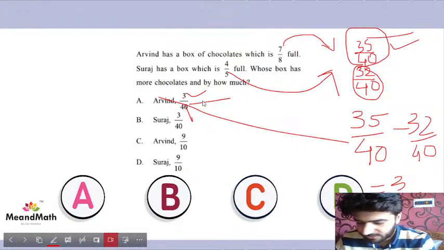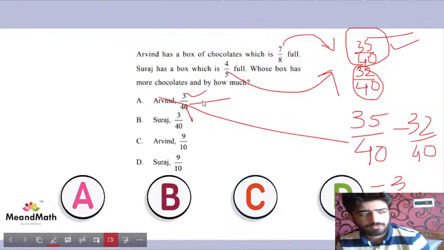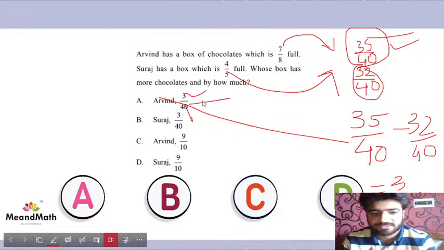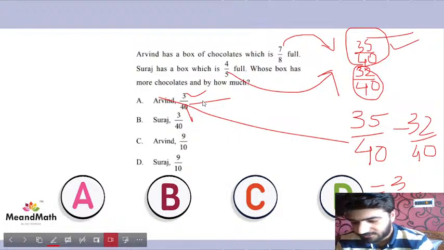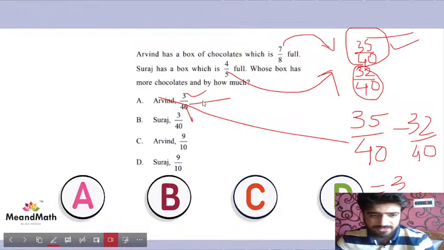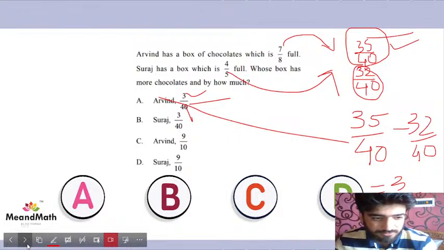Whoever got it correct, and whoever tried to understand even though they couldn't understand fully, if you understand parts of it, then you can rewind the video and watch it again later after this session ends, and you'll be able to do it then. This was an easy question, I hope you understood it.